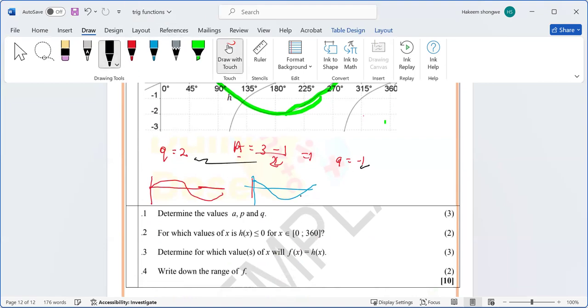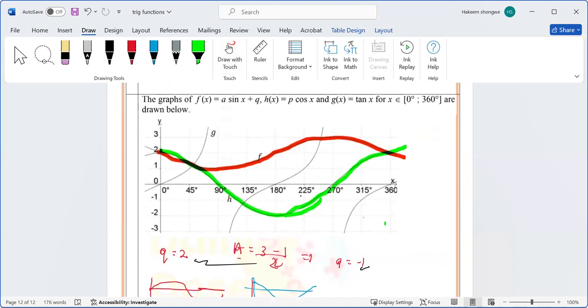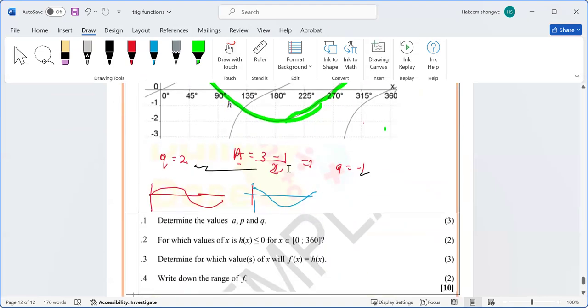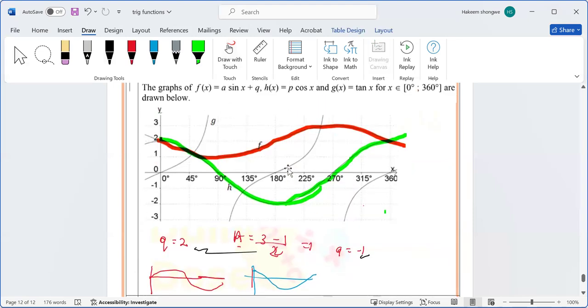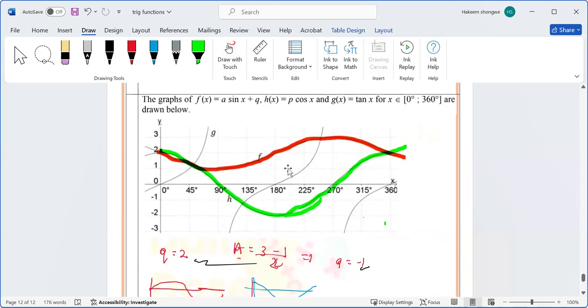Now we want P. P is the value just before cos. So if we want to get P, how would we get P? We need to get the amplitude of cos first. Now, what is the minimum value that you have for cos?